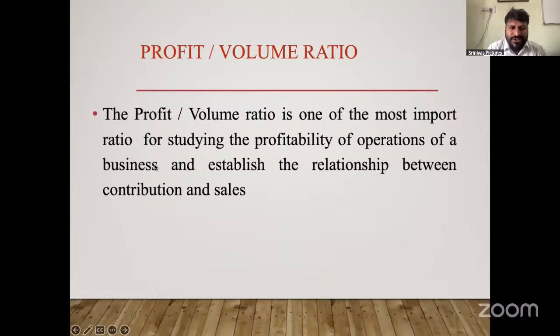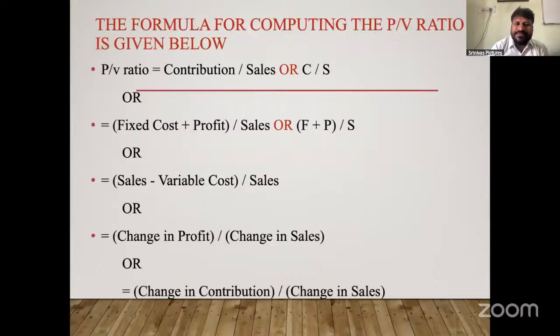Next one is the profit volume ratio. Profit volume ratio is one of the most important ratios for studying the profitability of operations of a business, as it establishes the relationship between the contribution and sales. So the formula for PV ratio is contribution divided by sales. Or instead of contribution, you can use fixed cost plus profit divided by sales. So I wrote the short form here.